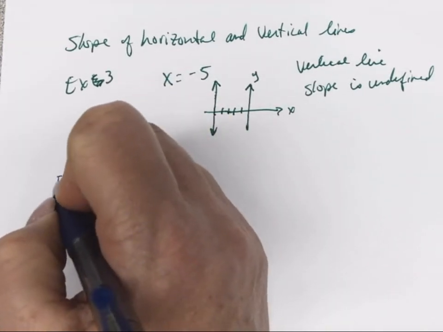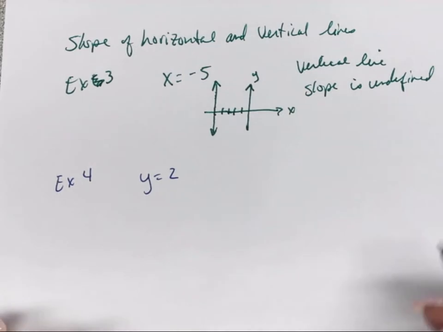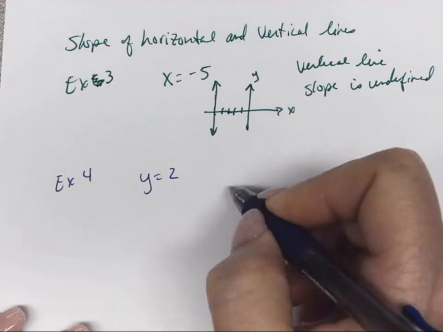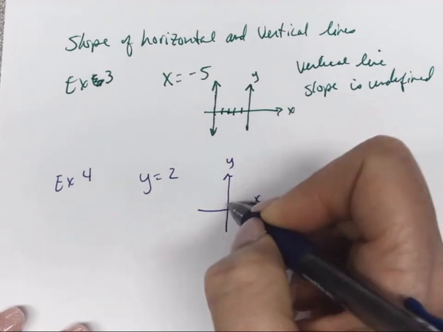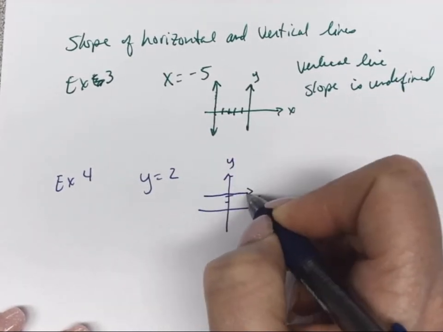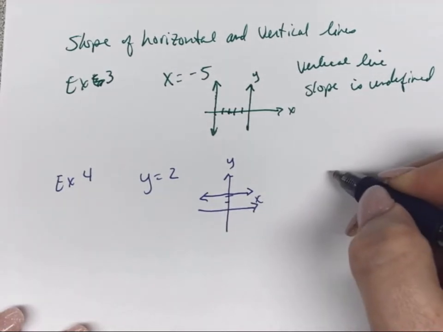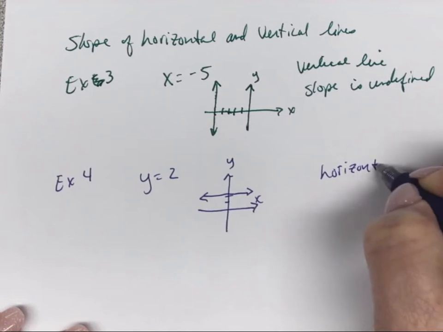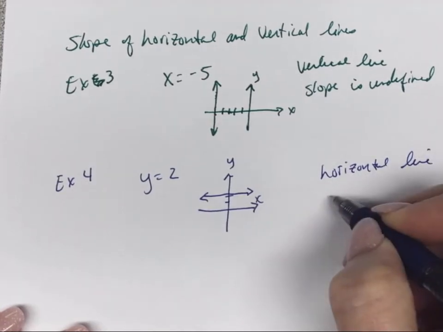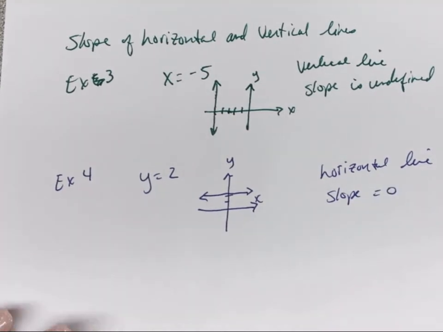All right, if we look at example 4, we have y is equal to 2. If we look again at doing something like that graph, we have x and we have y. It's going to be y equals 2 no matter what x is. So it's a horizontal line, and our slope is equal to 0. Alrighty.